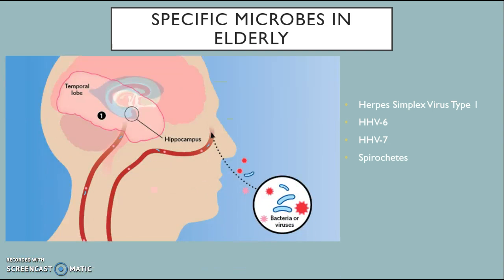A lot of bacteria and viruses are ingested through the nose and go into the brain, but there's a lot of different ways that these herpesviruses can be extracted.